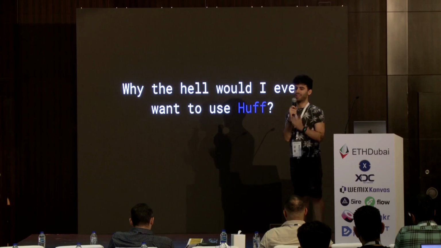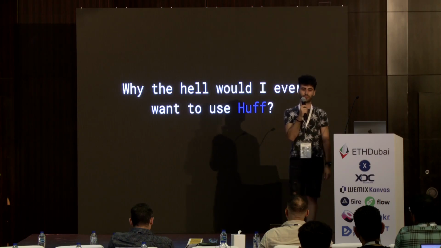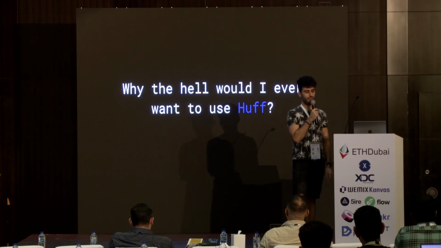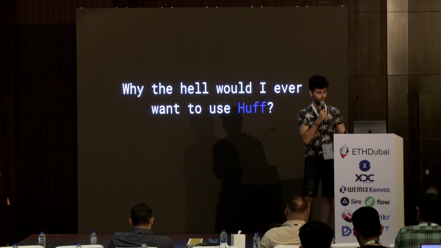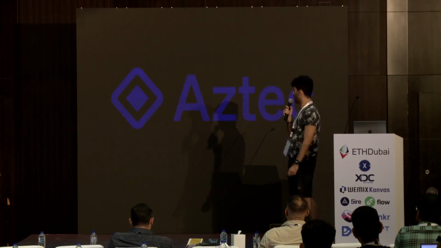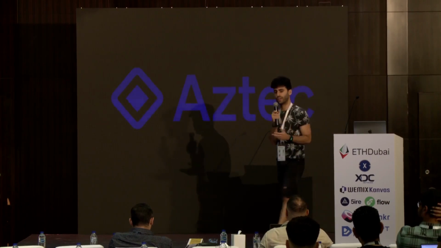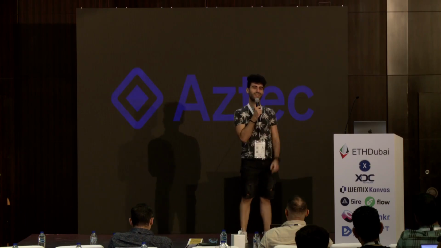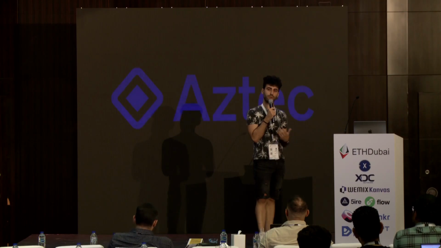So now you're probably asking yourself, why the hell would I ever want to use Huff? Because it looks complicated, doesn't look easy to read. Well, to answer this question, I'm going to give you some small history about how Huff was created. Huff was created in 2018 by the Aztec team. Basically, they were working on a new smart contract that was computing elliptic curves, a very complicated algorithm previously used in Zcash. They wanted to implement that on the EVM, but neither Solidity nor assembly was able to give good results in terms of gas.